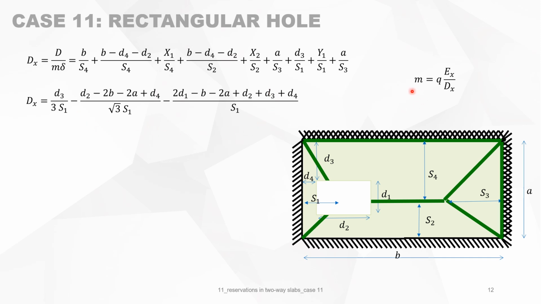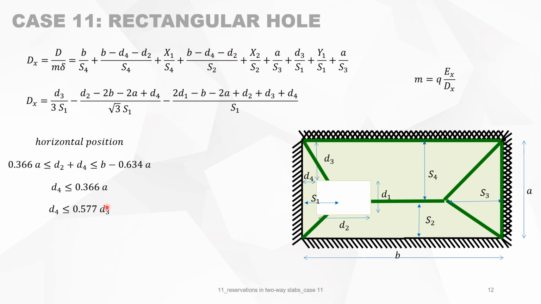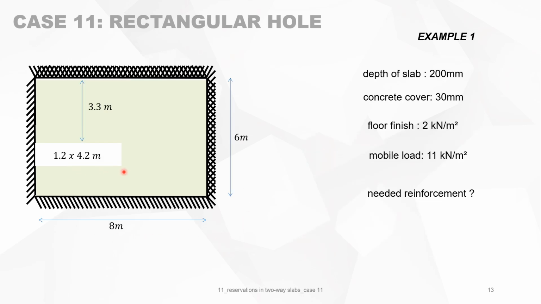We know that the bending moment is q times ex over dx, and these are the conditions to use the formula. Otherwise, you must use another formula. These are the limiting factors.